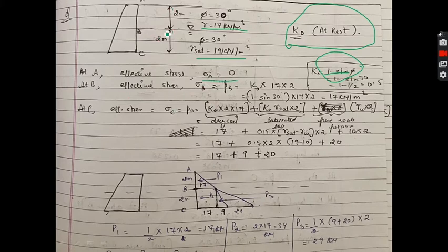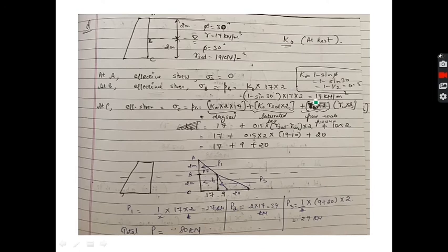At this portion the pressure or stress will be K into gamma into height of this portion, that is K into 17 into 2. So we get the value 17 at point B. Now at point C, which is at the bottom of the retaining wall, we will have the pressure from the whole of this backfill, that is this portion as well as this portion.